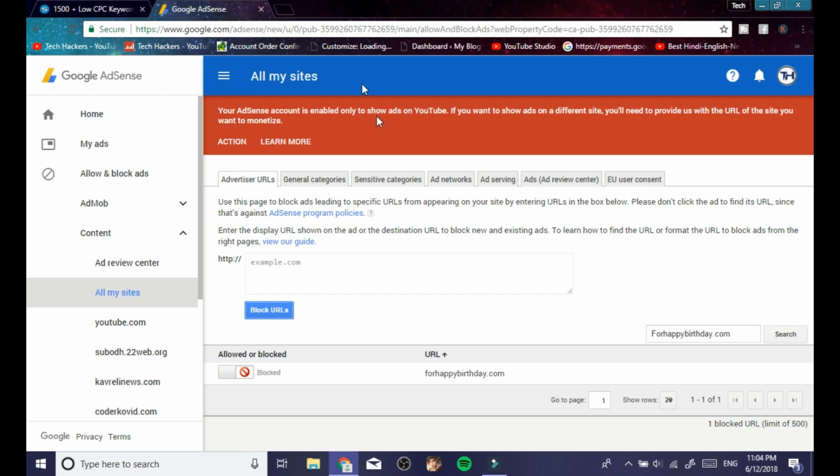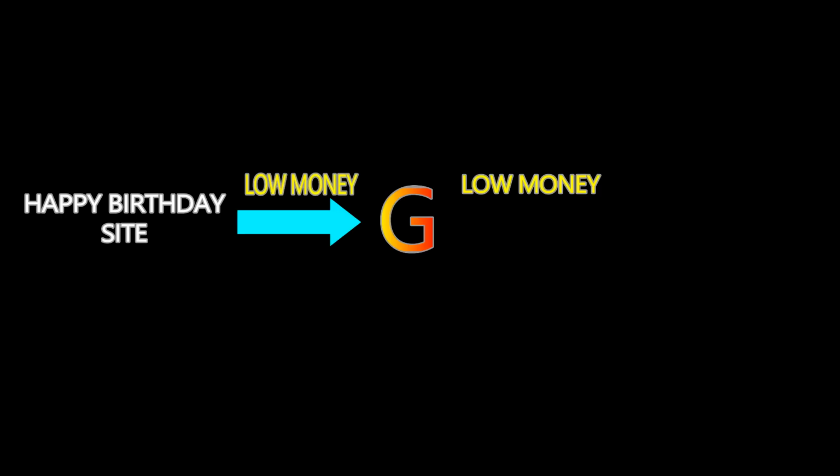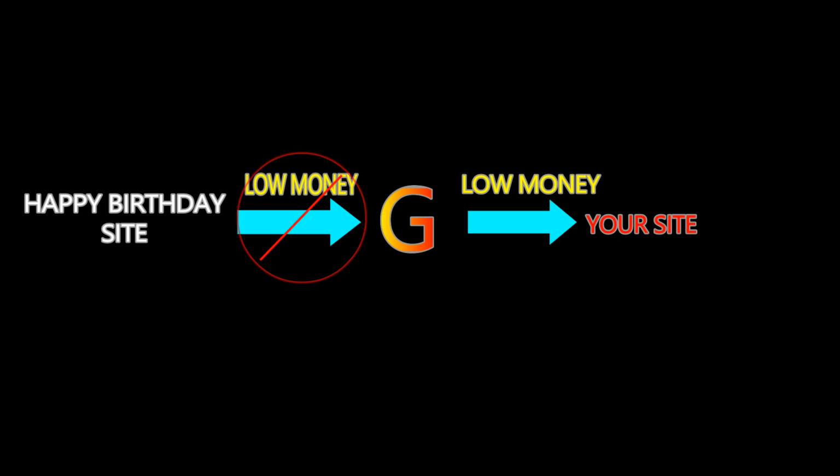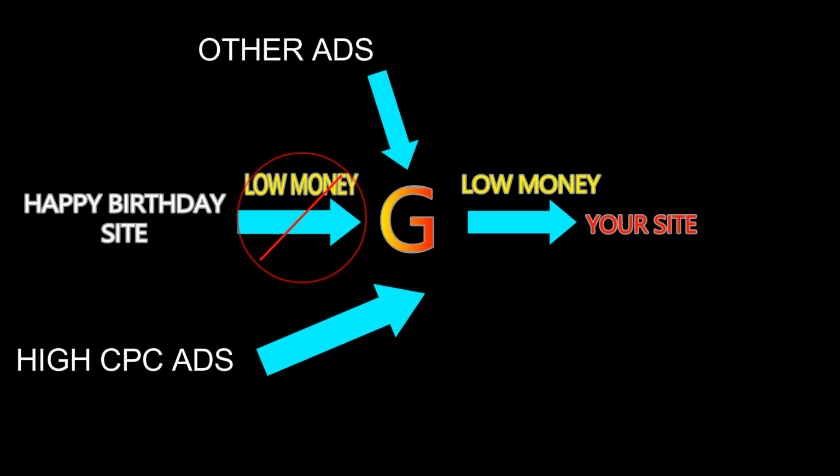What this does is, the happy birthday site gives low money for Google to show ads on your website, and after you block this ad on your website, then the chance of ads that give high CPC will be shown on your website, which will automatically increase your income and also increase your CPC rate. And after the CPC rate increases, your income will increase, which is a great thing for you all.